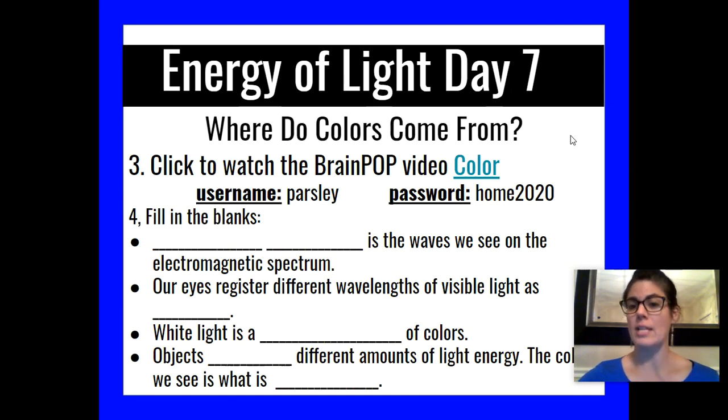Blank blank is the waves we see on the electromagnetic spectrum. Our eyes register different wavelengths of visible light as blank. White light is a blank of colors, and objects blank different amounts of light energy. The colors we see is what is blank. Again, if you cannot fill in these blanks, you need to go back and rewatch the video.